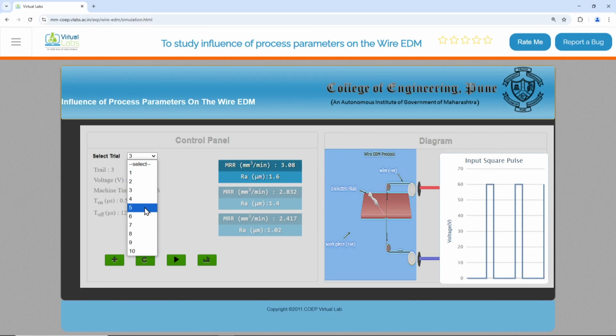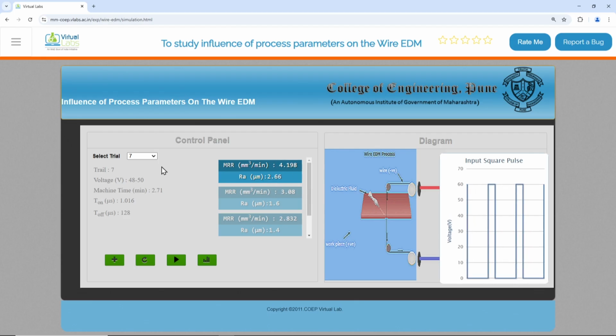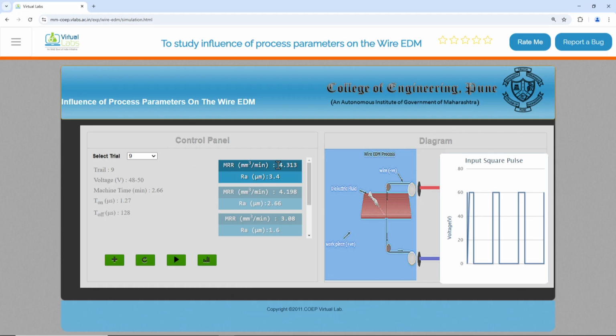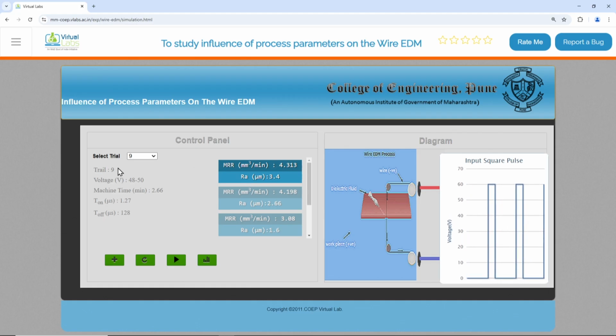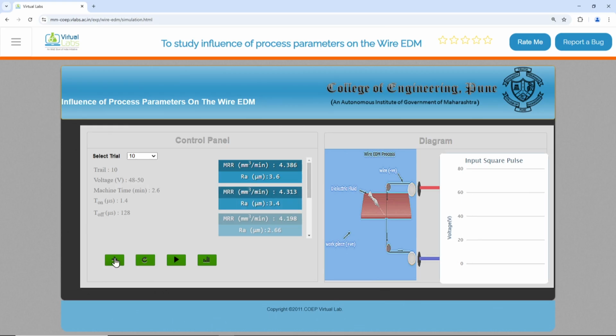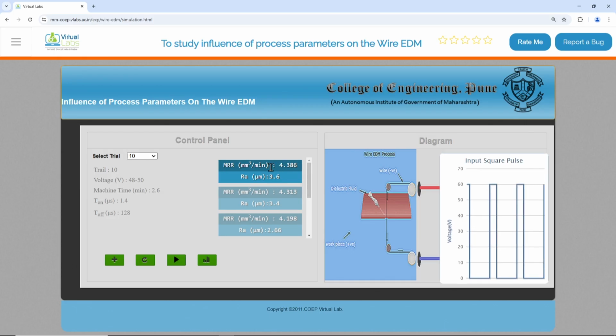Let me pick a little farther value, trial number 7. Here T on is 1.016 microseconds and machining time is 2.71. So here MRR is quite higher in comparison to the previous values. Let me try another value, maybe trial 9. Here also the MRR is 4.313 and T on is 1.27. The last trial, the 10th, I will also add. Here also the MRR is higher.